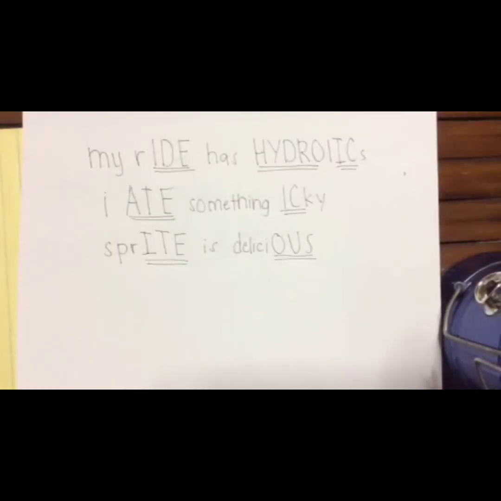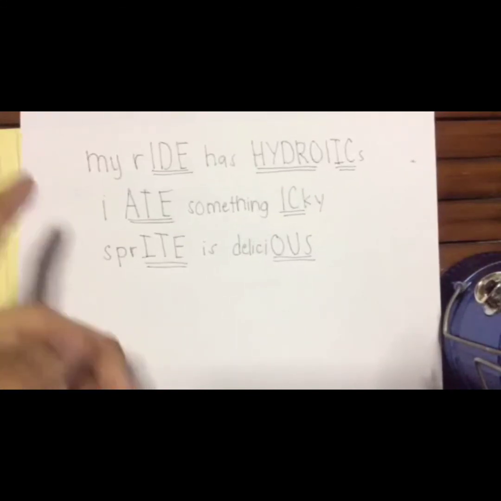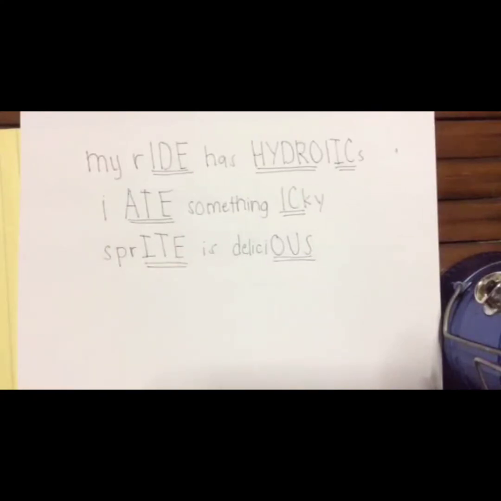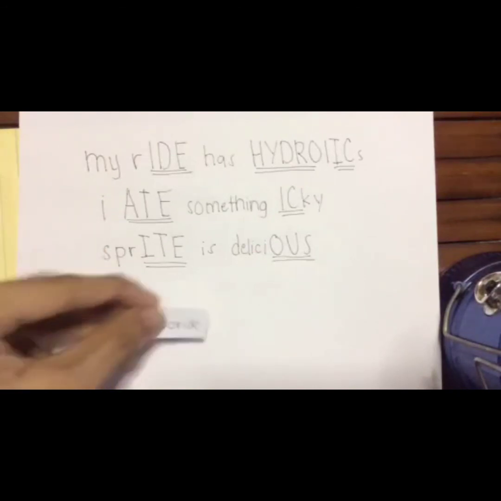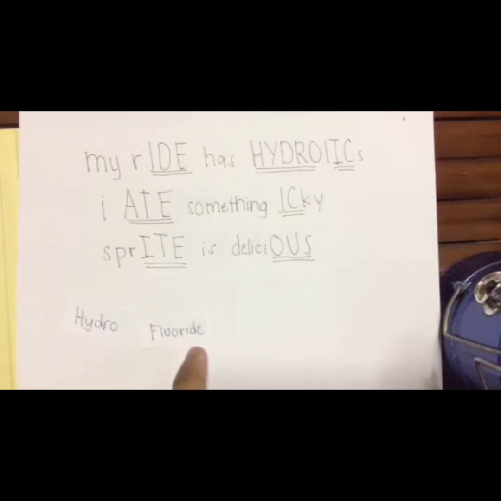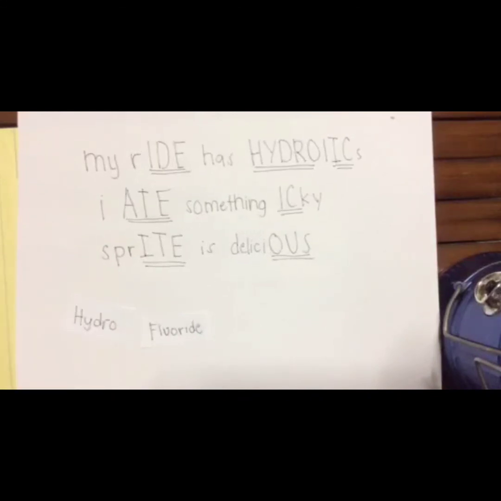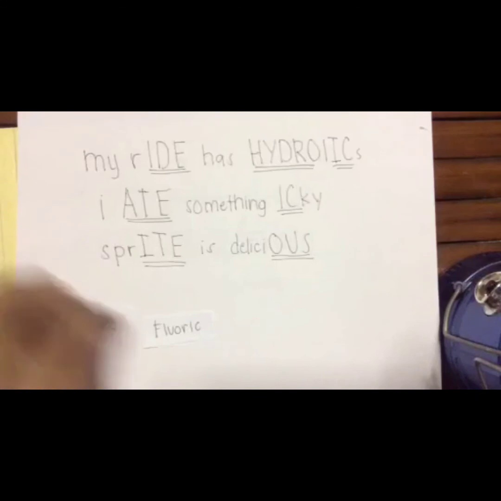How to name an acid? We need to remember this pattern to name an acid easily. The first line is, my ride has hydraulics. Example, the hydrofluoric acid, hydro, and fluoride. Replace IDE with IC, and it will become fluoric. And the name will be hydrofluoric acid.